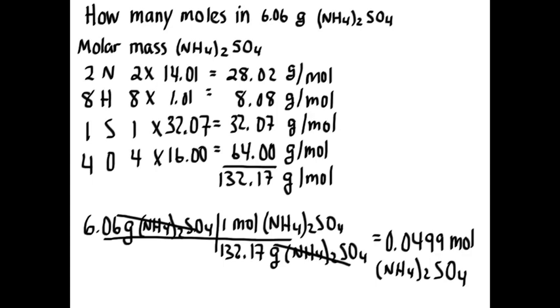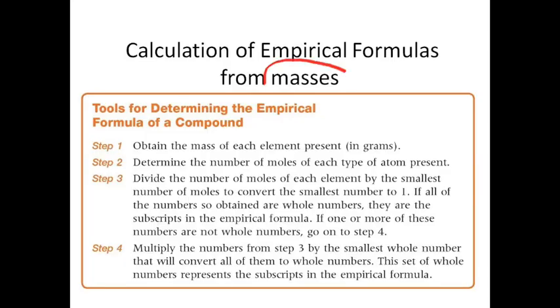So to figure out the number of moles in 6.06 grams of it, you set up a factor label problem. Grams of ammonium sulfate divided by the molar mass gives you moles. 0.0499 moles of ammonium sulfate. I'll report it to 3 significant digits because that's the value we started with. So let's look at how we calculate the empirical formula from masses. Obtain the mass of each element, determine the number of moles of each type of atom present, divide the number of moles of each element by the smallest to get a whole number ratio.